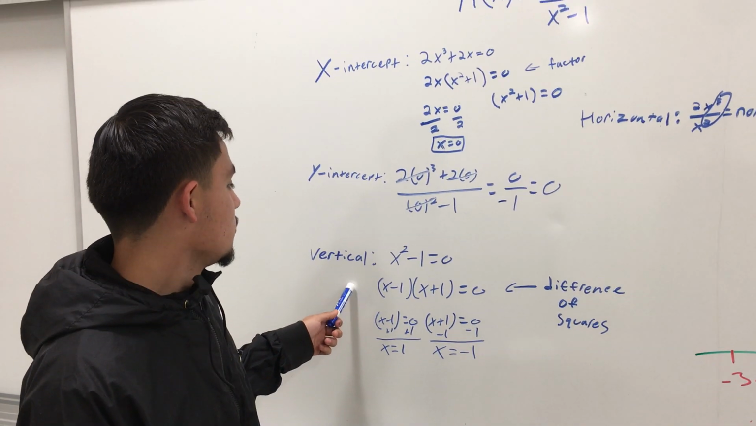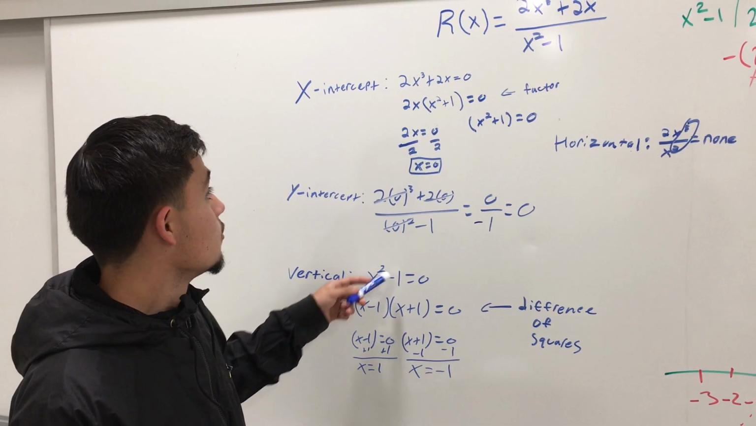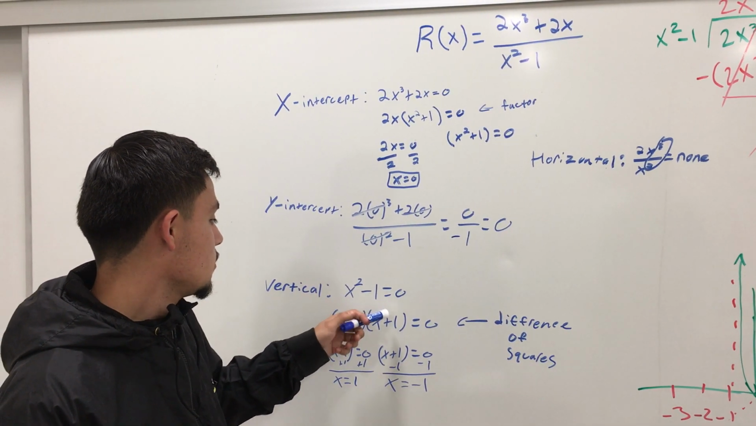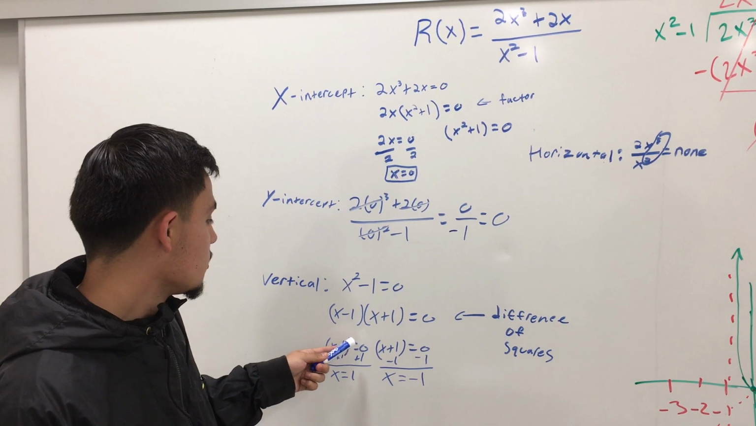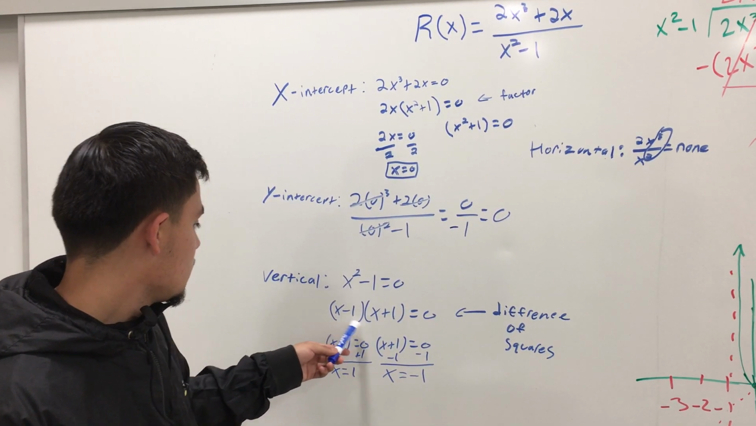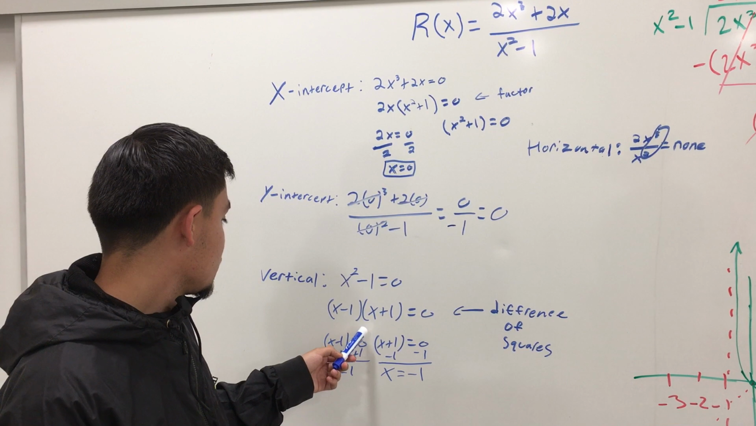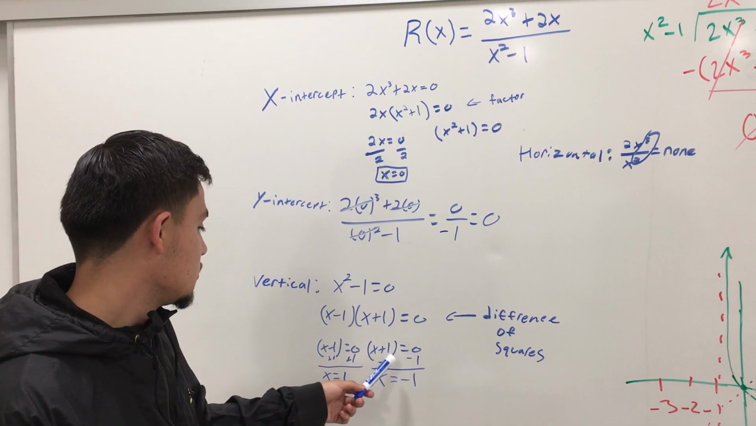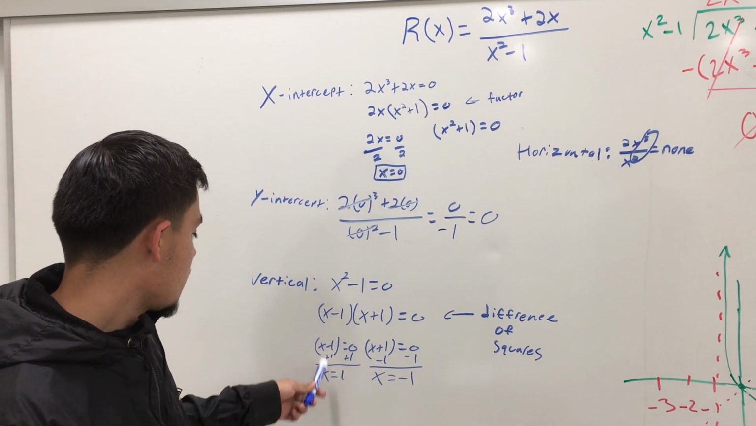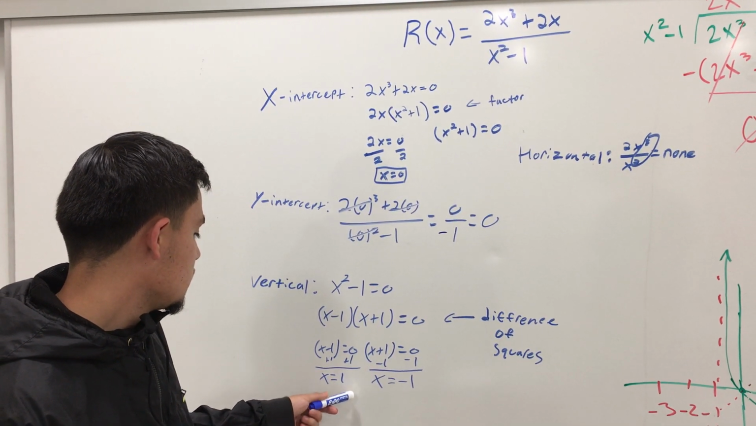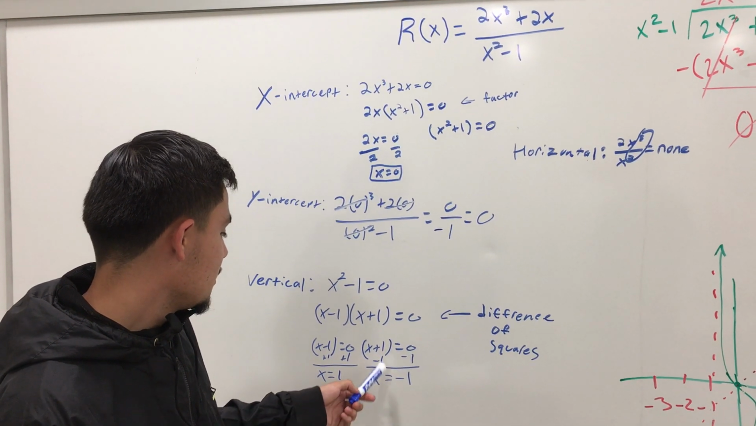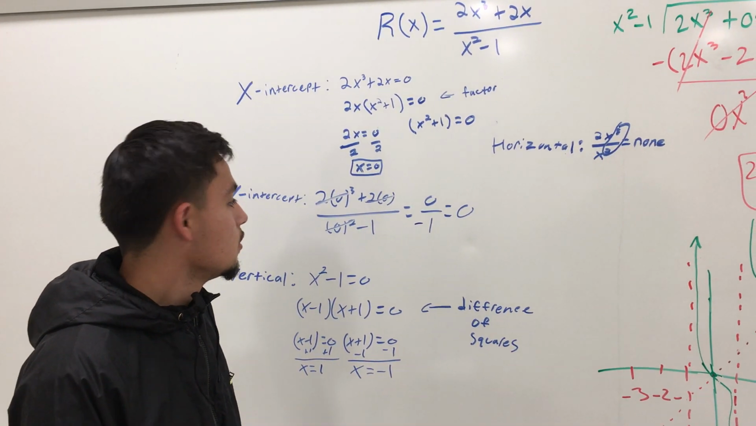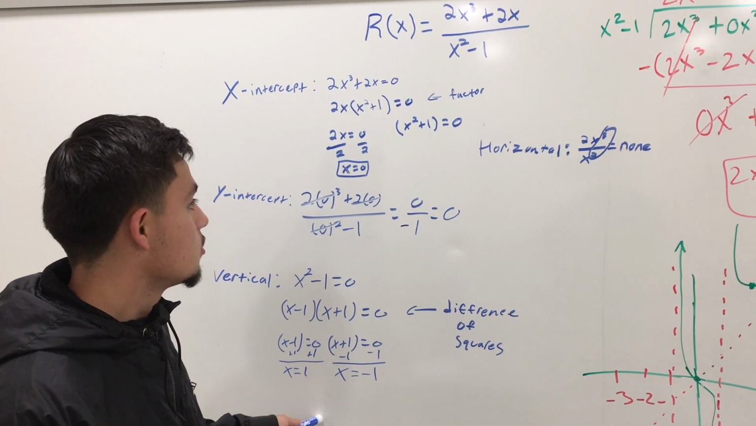So your intercept is just 0. And to find the vertical asymptotes, you take the bottom of the equation, which is x squared minus 1, and set it equal to 0. So then you have to use the difference of squares and put (x minus 1)(x plus 1) equals 0. Then you separate them and set both of them equal to 0. Then you just add 1, so x equals 1. And then you subtract 1 on this side, so x equals negative 1. So those will be your vertical asymptotes.